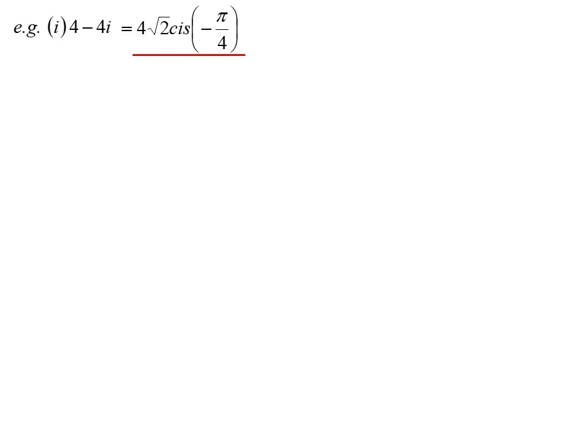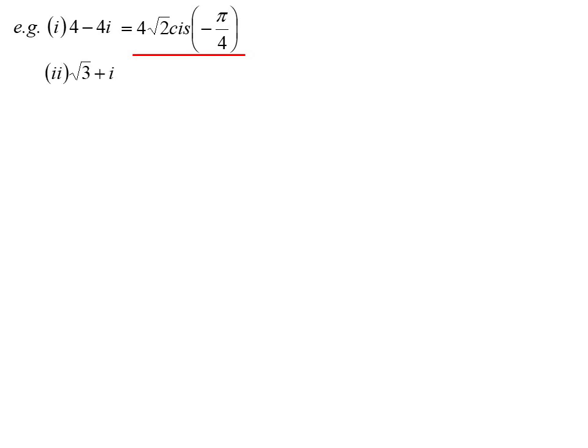Right, let's go back to 4 minus 4i, because we've already worked out the magnitude. Oh, hang on, let's give it the complex number name. We've already worked out the modulus and the argument. So I could write it like that if I put in cis notation: 4 root 2, the cis of minus pi on 4.